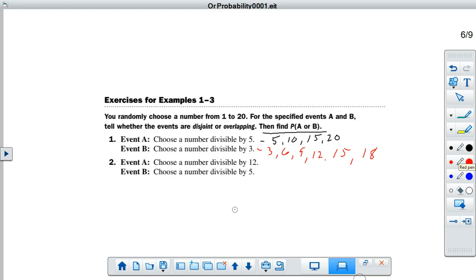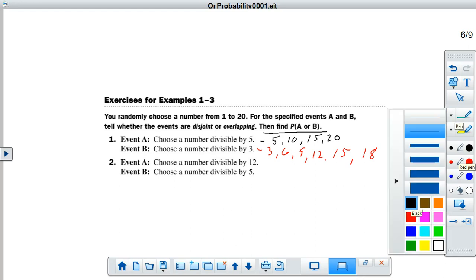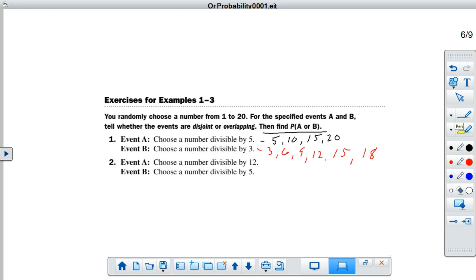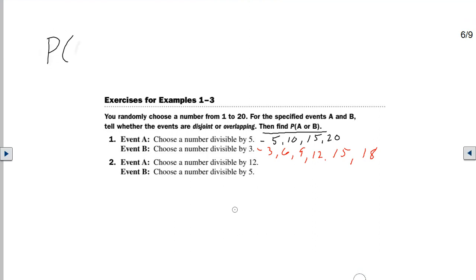So I want the probability of A or B happening. Again, think of it like a game. If I was playing a game and I needed a multiple of 5 or a multiple of 3 to win, what's the probability of that happening? Again, we're going to take the probability of A here, which is 4 out of 20, and we're going to add the probability of B, which is 6 out of 20.